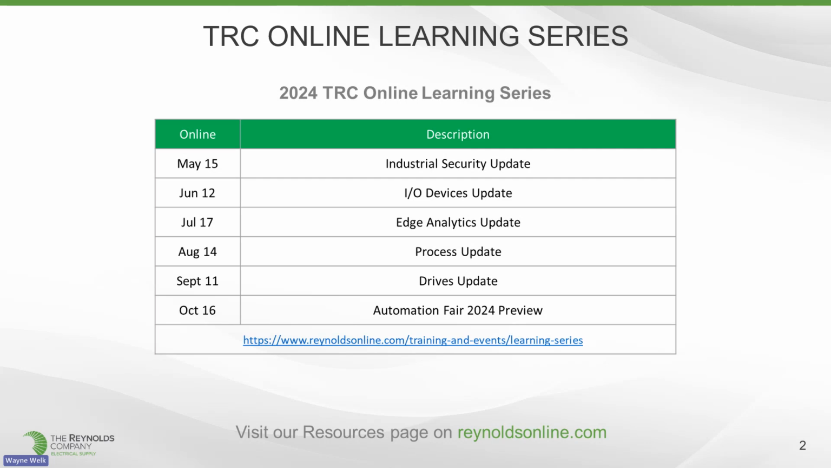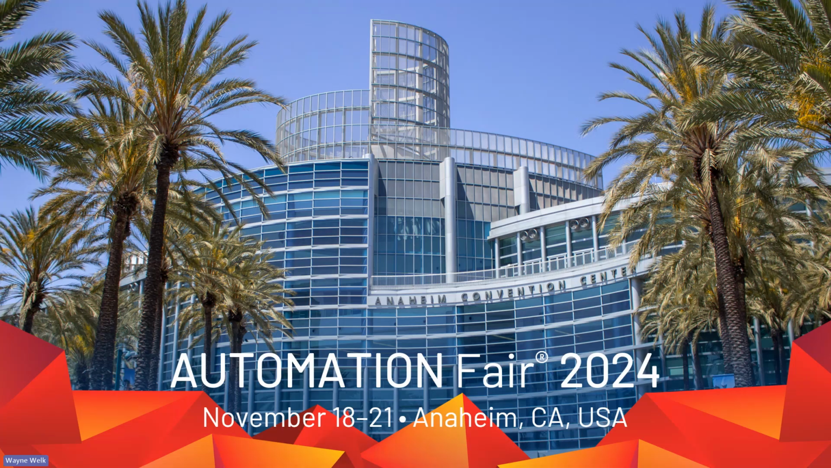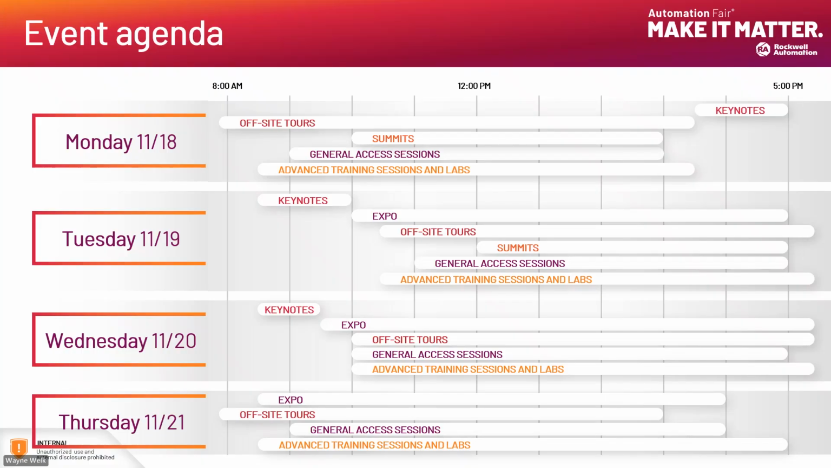So we mentioned Automation Fair. I've been kind of plugging this here over the last couple of sessions. Automation Fair this year is in Anaheim, California. The dates are November the 18th through the 21st. And the event agenda has also come out recently.